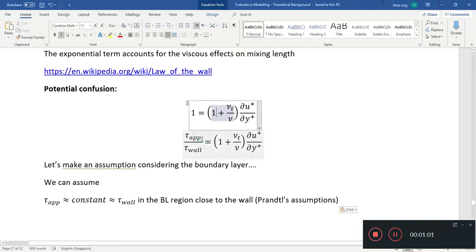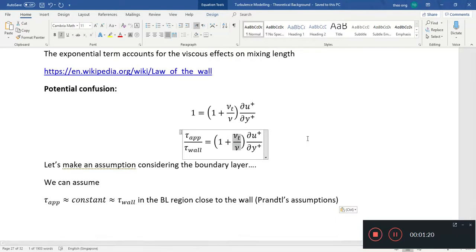Then we talked about a regime where the apparent shear stress is strictly due to the laminar regime, and the other regime where the turbulent viscosity dominates, so that most of the apparent shear stress is caused by this turbulent viscosity.